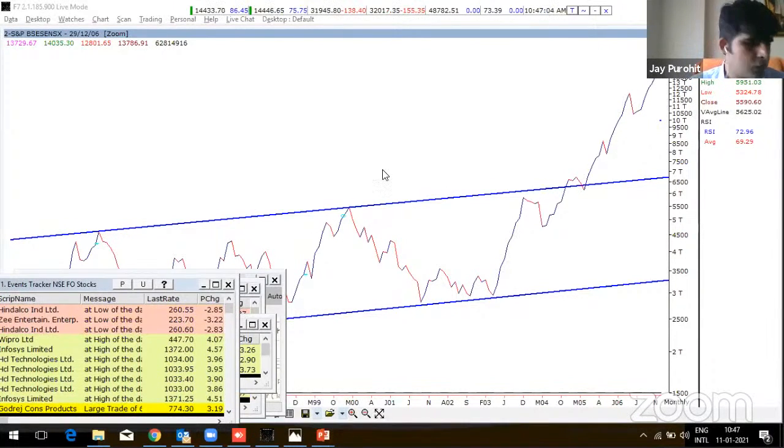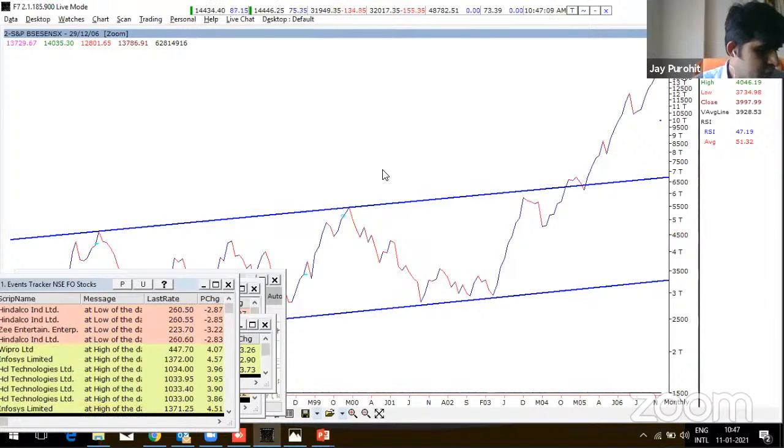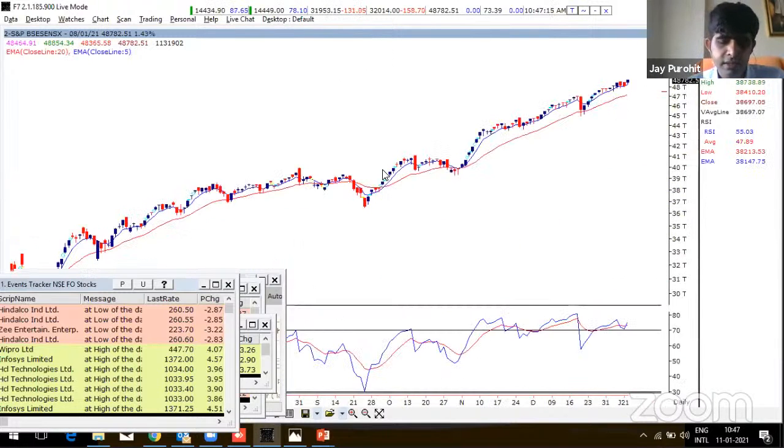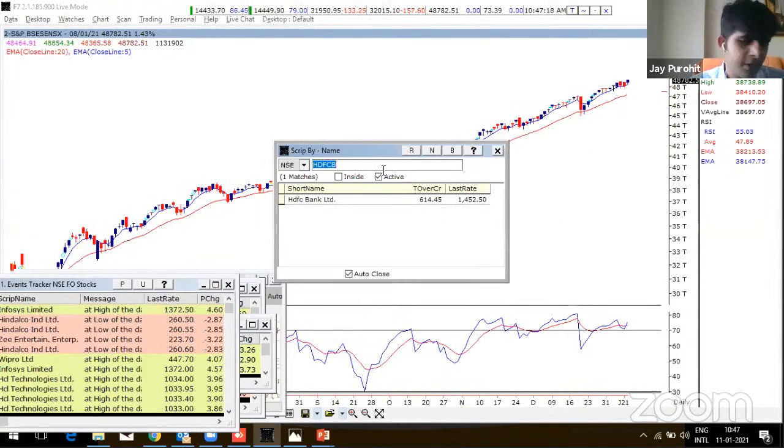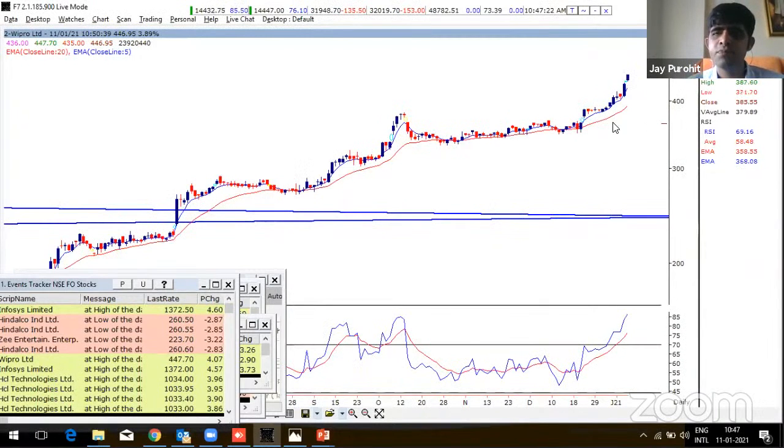So which stocks have open interest more than 8%? SBI Life, ICICI Prudential, Colpal, and Wipro. So these four stocks are there wherein the open interest is more than 8%. Now we can look at the chart of all these four stocks.